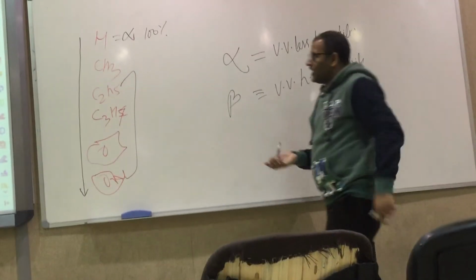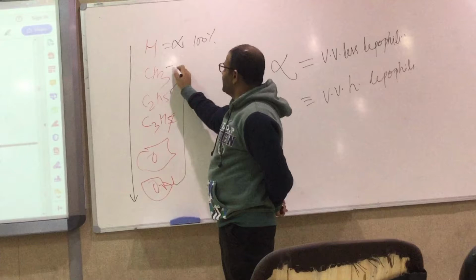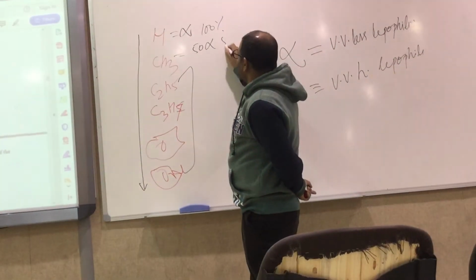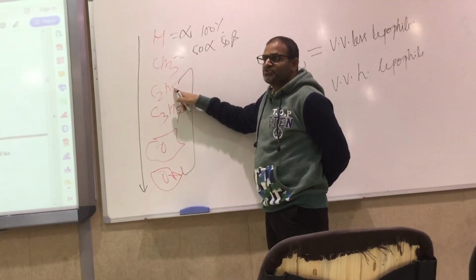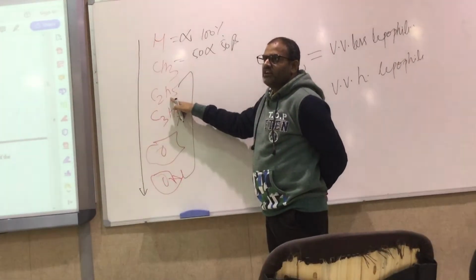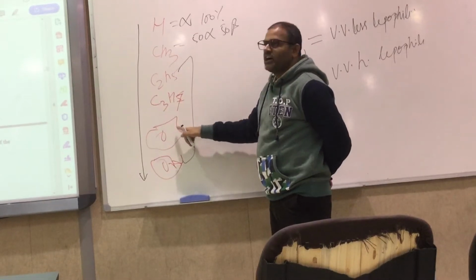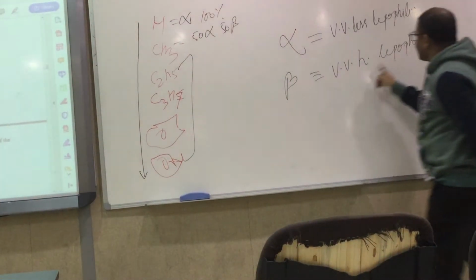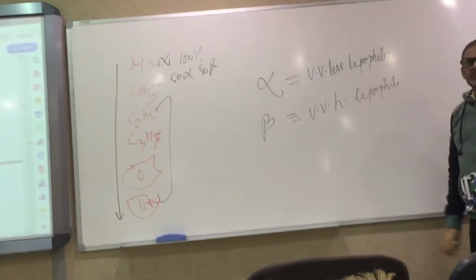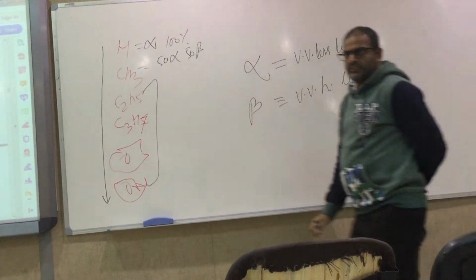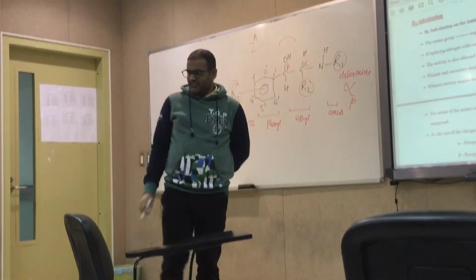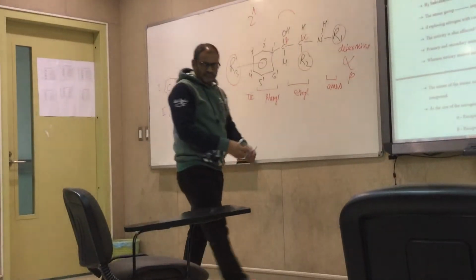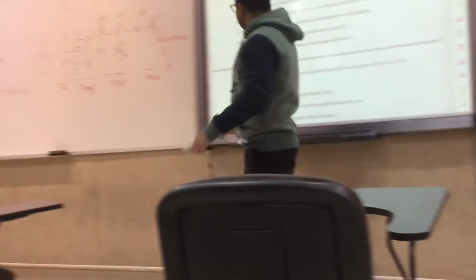Now, if they have CH3, they act 50% on alpha and 50% on beta, because they are less lipophilic compared to the bigger groups. With those bigger groups it goes to beta, because the beta receptor is lipophilic. Now you understand? An aromatic group is 100% for beta. What about the size? C2H5, see here.